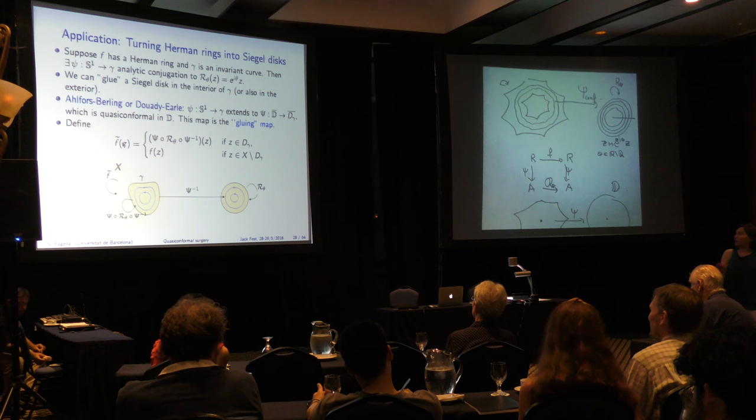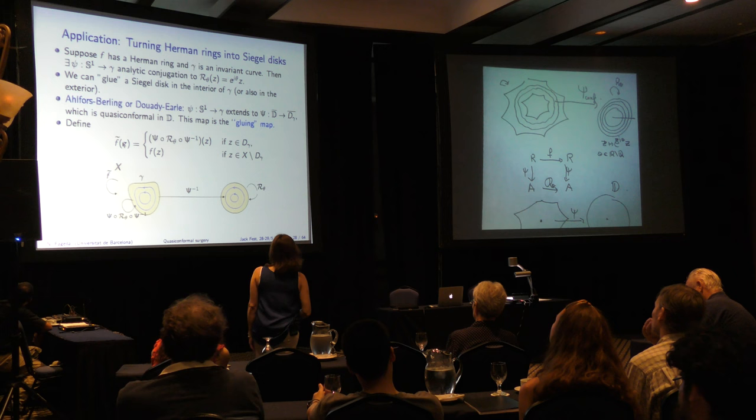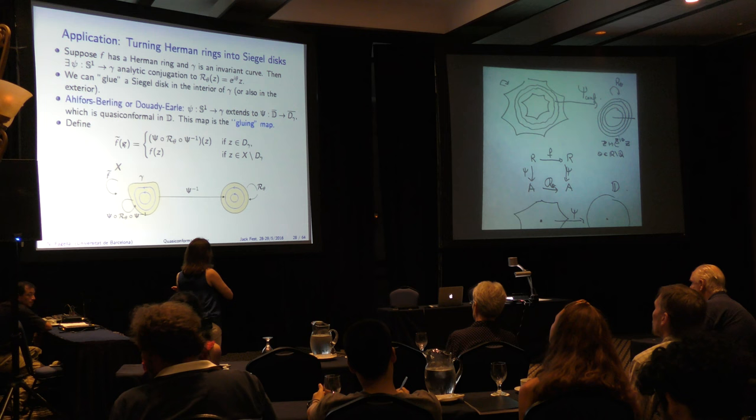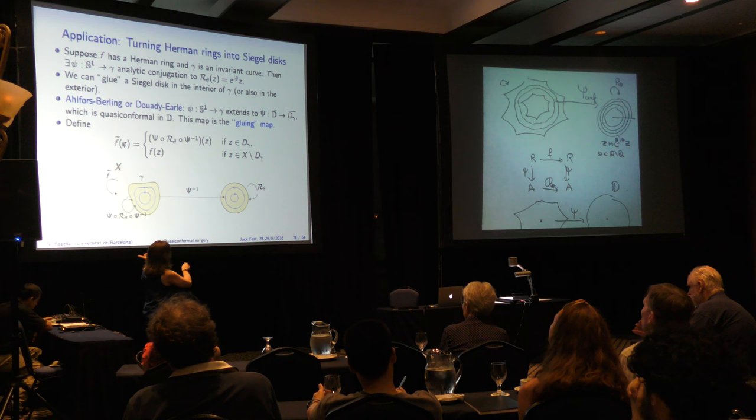Okay? This is the Alfred Beurling or Douady-Earle extension: if you have a map that is quasi-symmetric from a circle to a curve, you can extend it to the interior quasi-conformally. This is the gluing map. Now I'll redefine my function on the inside in order to glue this rotation. So I will go first by phi, then rotate, and then come back.